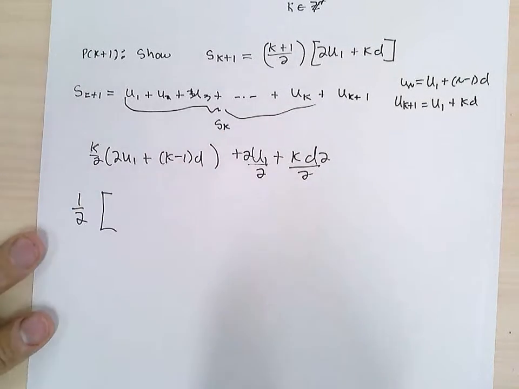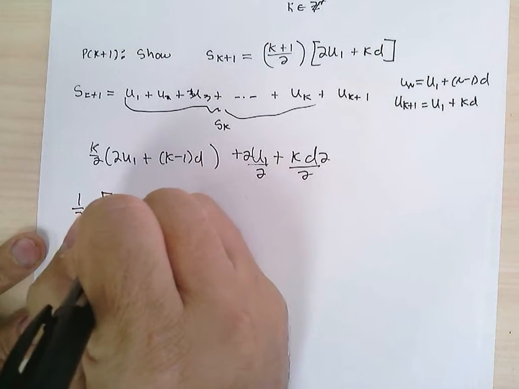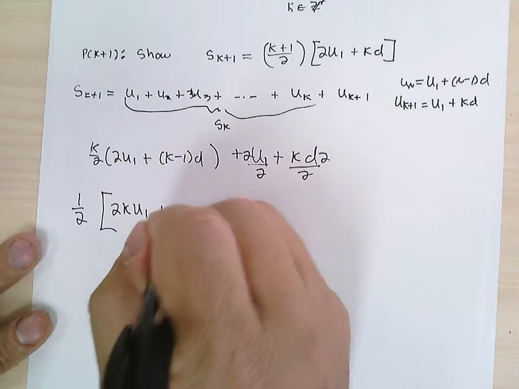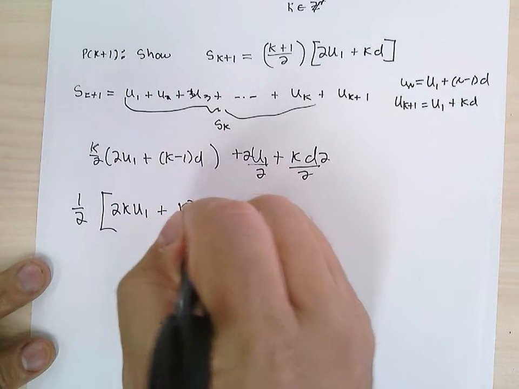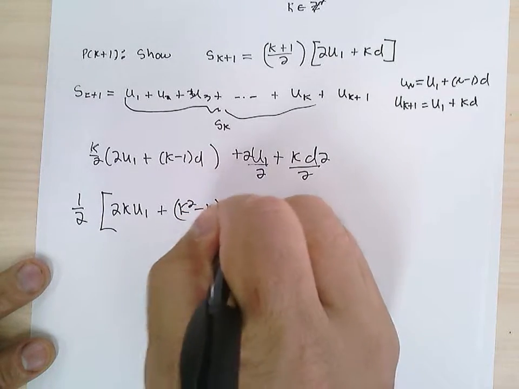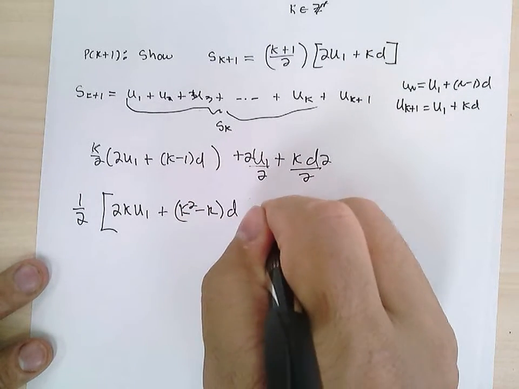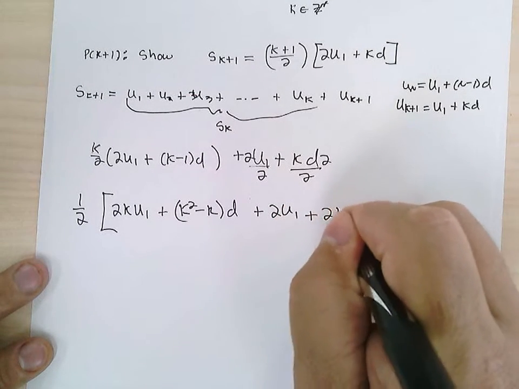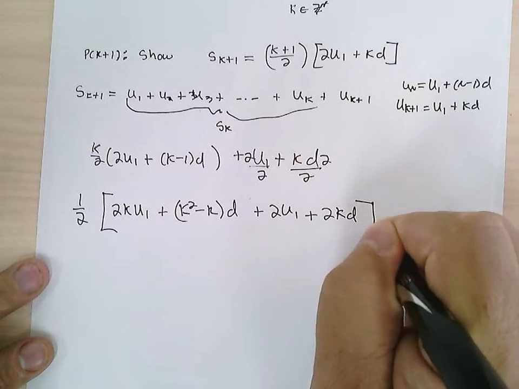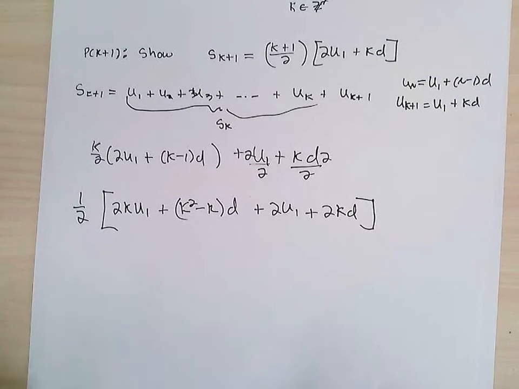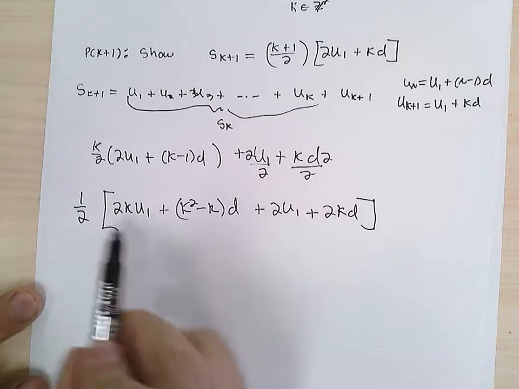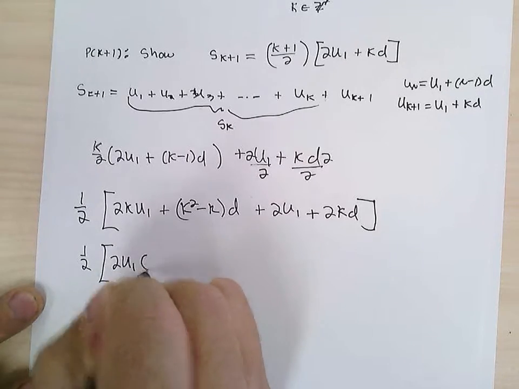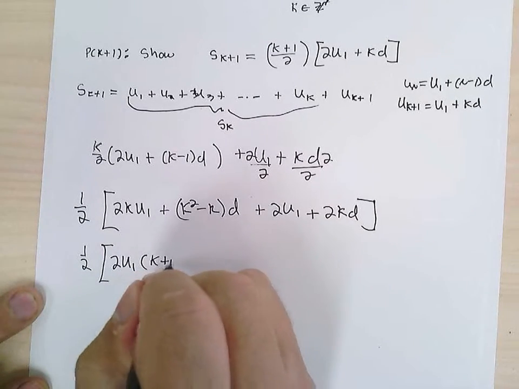And then I'm going to be left with, I'll distribute 2 times k times u1, and then I'll have plus k squared minus k, and then I still have a d, and then I'll have plus 2 u1 plus 2kd, and that's what I have so far. Good. Now, I do notice that I have a 2 u1 that I can take out here. So I got 1 half, 2 u1, and what does that leave me? K plus 1. So that's nice.